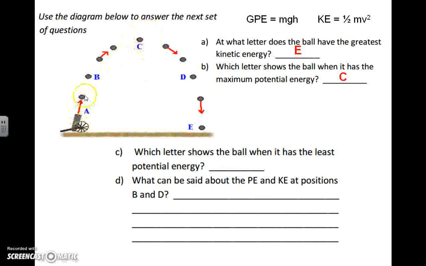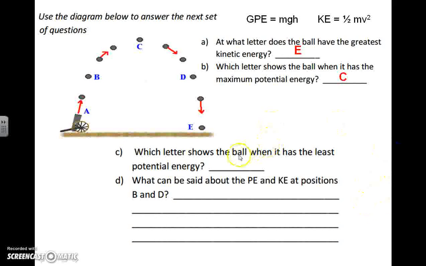In other words, this ball is slowing down and continues to do that until it reaches the apex of its flight, where its velocity would be at a minimum. After that, it would reaccelerate, it would speed up and increase its velocity until it reaches its fastest point right here, which is what we answered here. Okay. The question C says, which letter shows the ball when it has its least amount of potential energy?